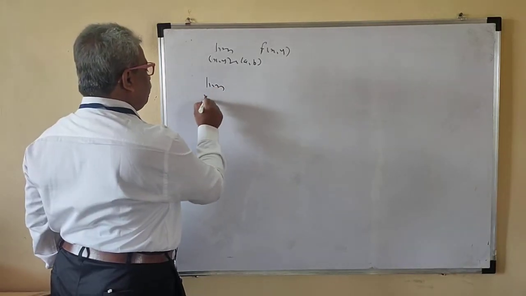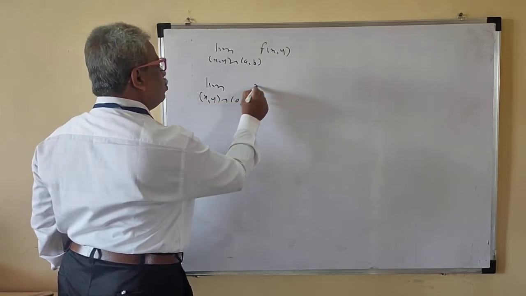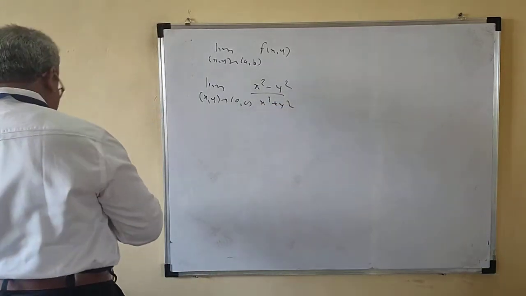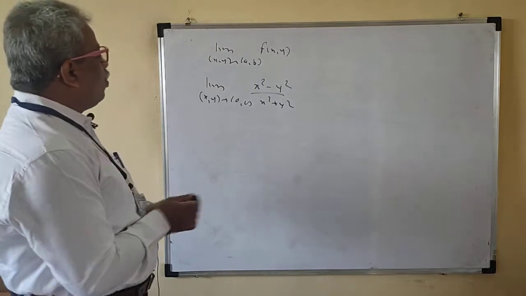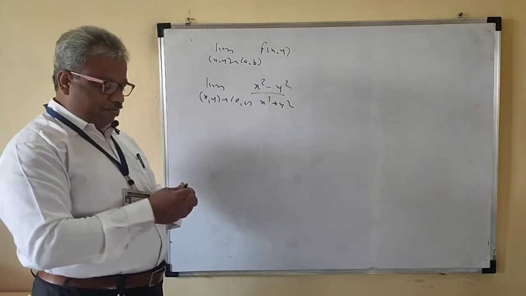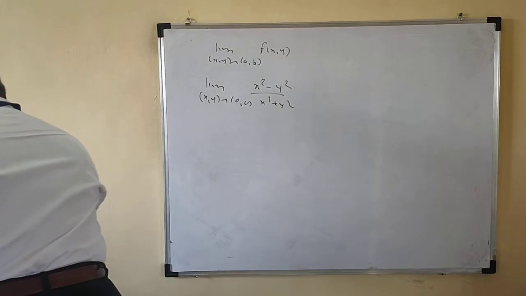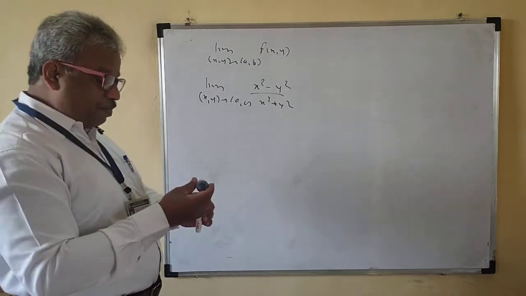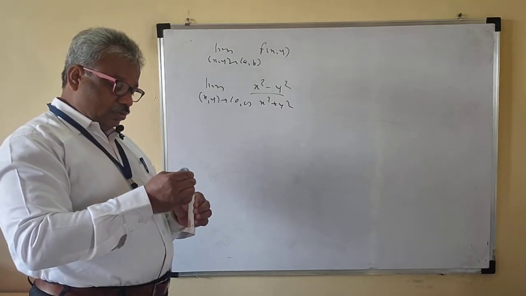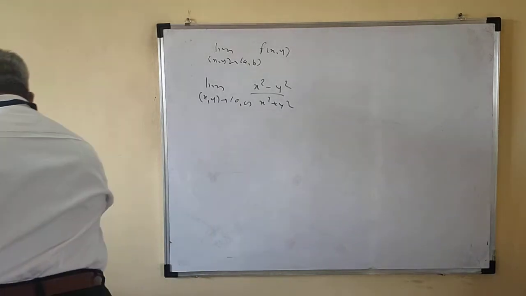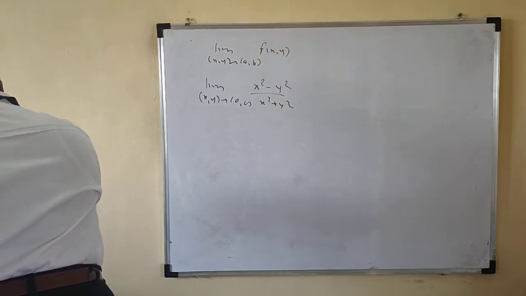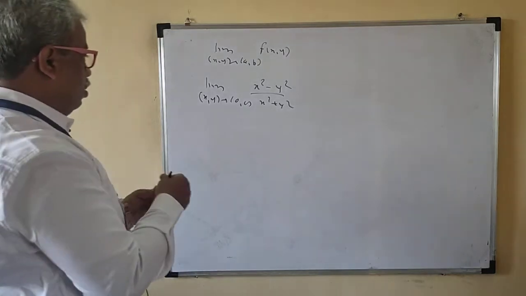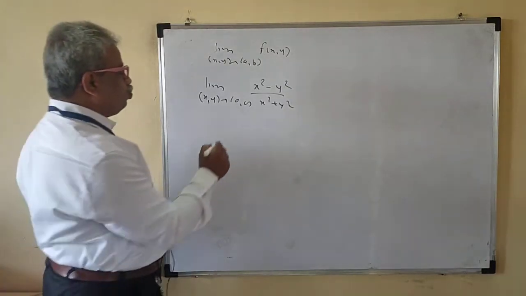That means what? Suppose limit xy tends to 0, 0 of x square minus y square upon x square plus y square. Suppose we have this function. Now whether this limit exists or not, this is the problem. When we say that this limit exists, limit along different paths is different, then we say that the limit does not exist. The first basic path we have to choose is y is equal to mx.